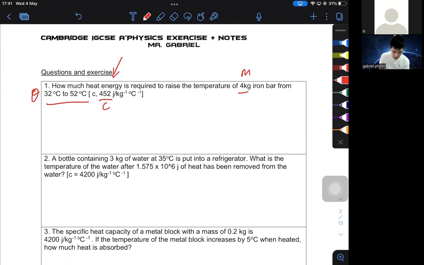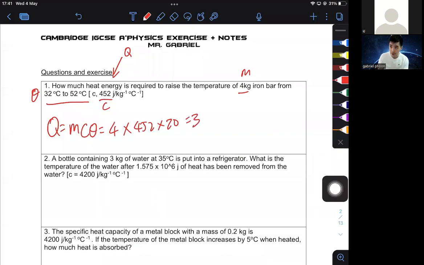They're asking about how much heat energy is needed. So first things first, you're going to write Q equals mc theta here, which is obviously going to be 4 multiplied by 452 multiplied by 20. Press that into your calculator, 4 times 452 times 20. You're supposed to get a very weird number of 36,200 joules, correct to 3 significant figures, guys. Like I always mentioned, your calculation cannot be more than 3 significant figures.